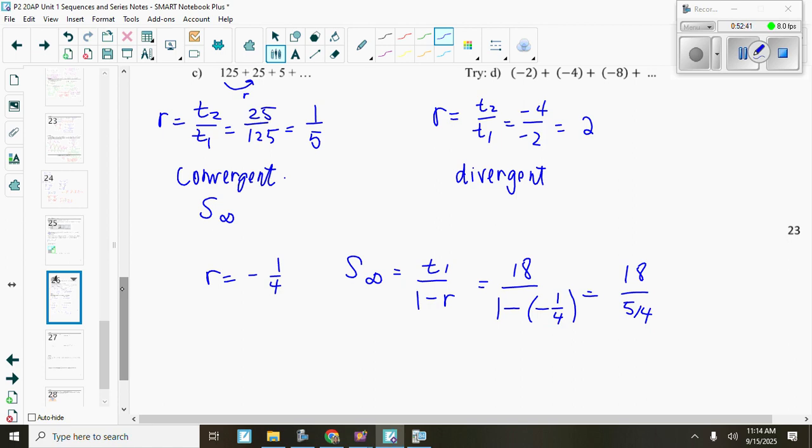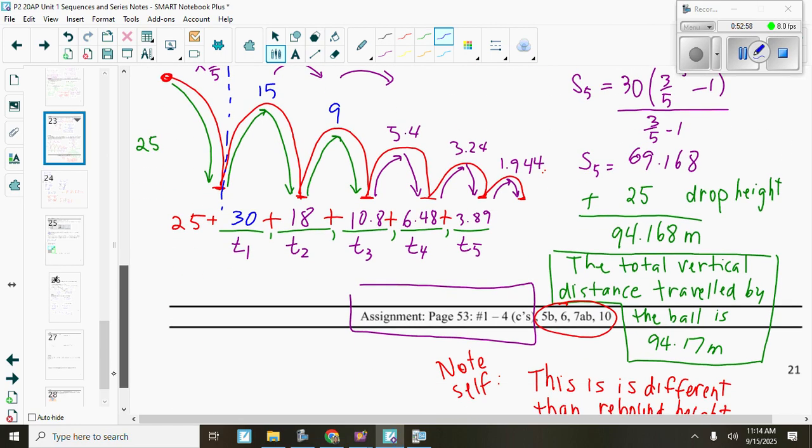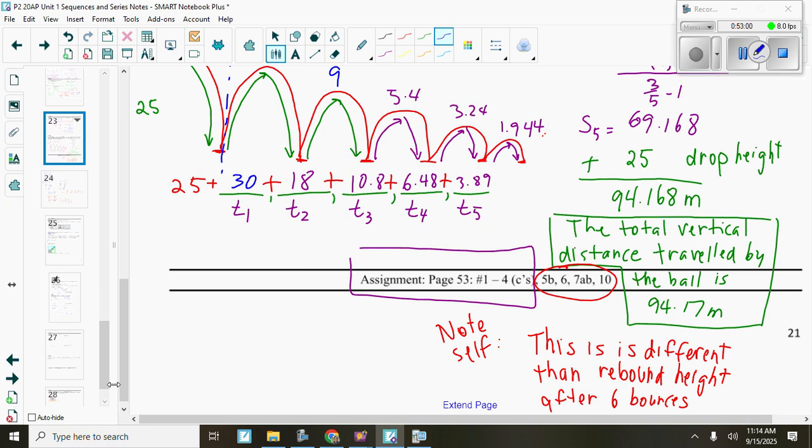What I would like for you to do, I'm going to stop there. We're going to finish up this lesson tomorrow. I want you to grab a textbook, circle back, and do those questions from the end of this lesson. You have 5 questions: 5A, 5B, 6, 7A, 7B, and 10.